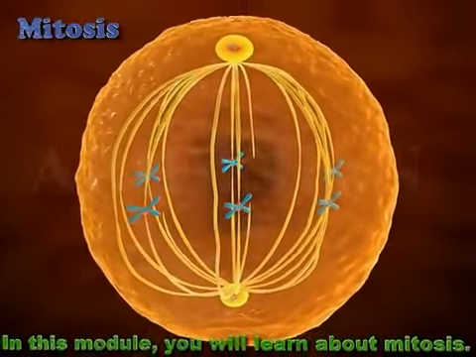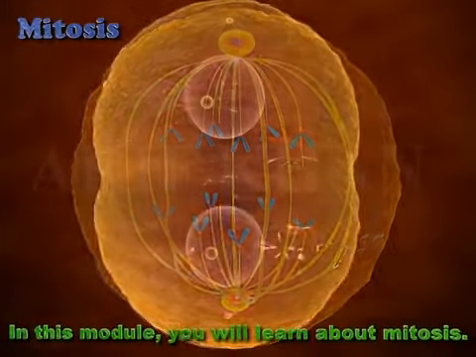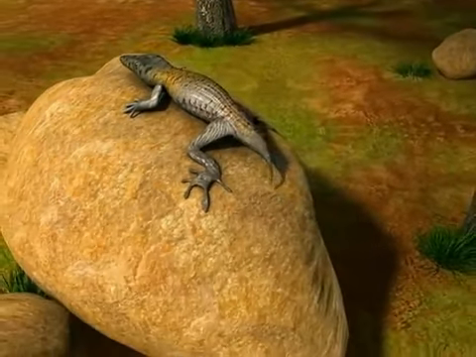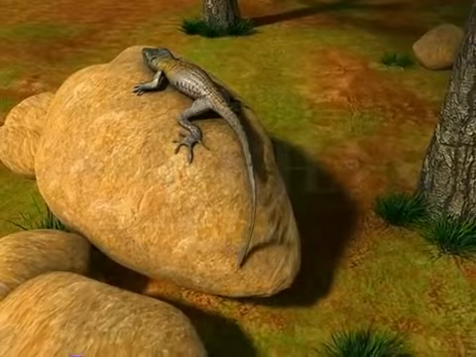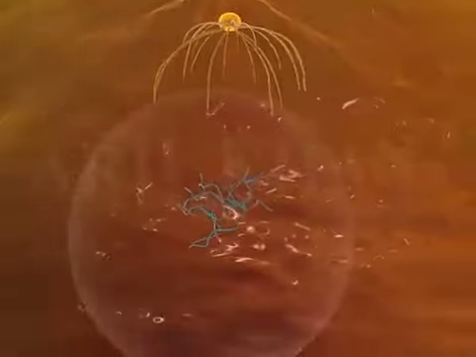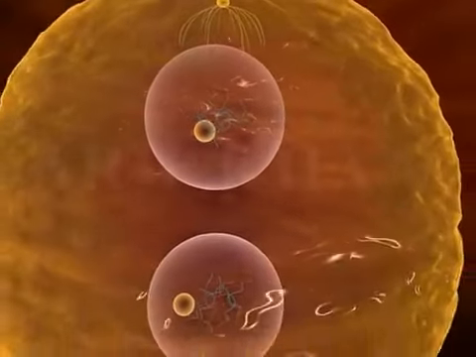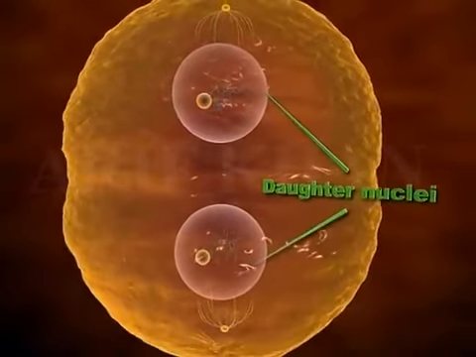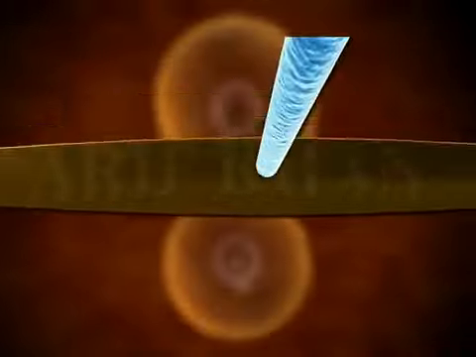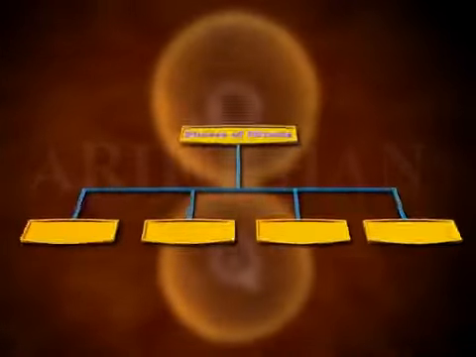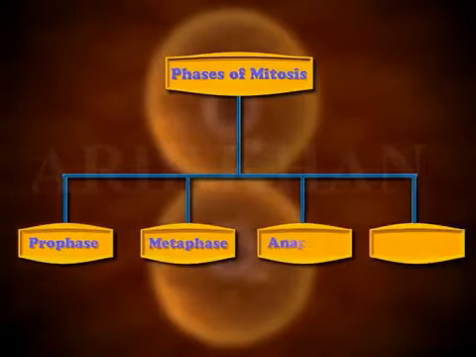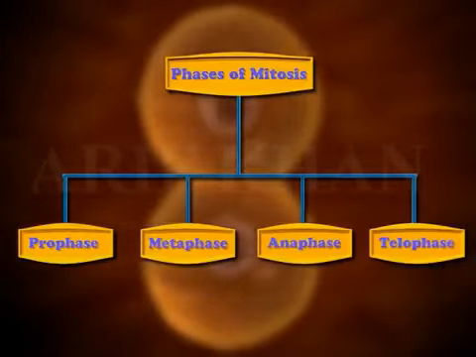Mitosis. In this module, you will learn about mitosis. Mitosis is a process of cell division that makes possible regeneration of body parts. To elaborate, mitosis is the separation of nuclear chromosomes into two identical daughter nuclei. It is divided into four key phases: prophase, metaphase, anaphase, and telophase.